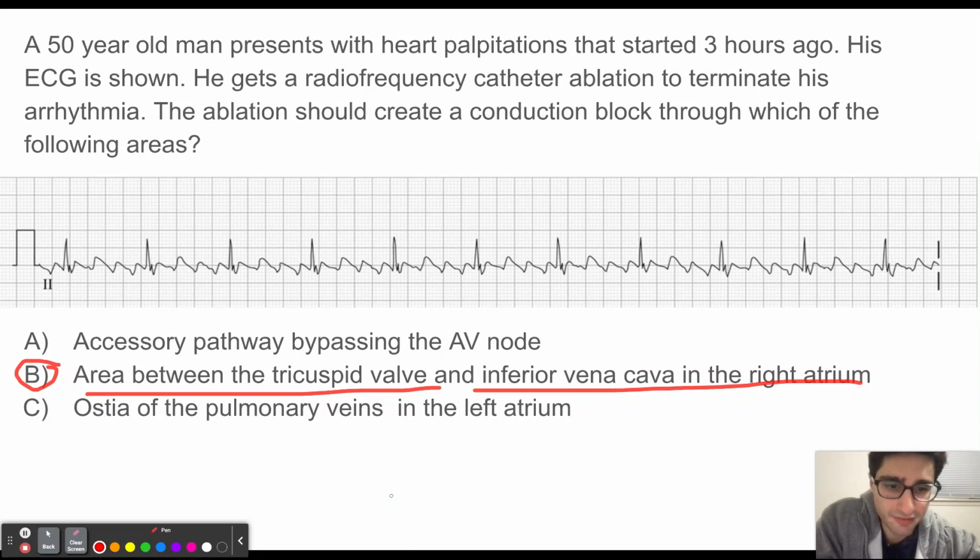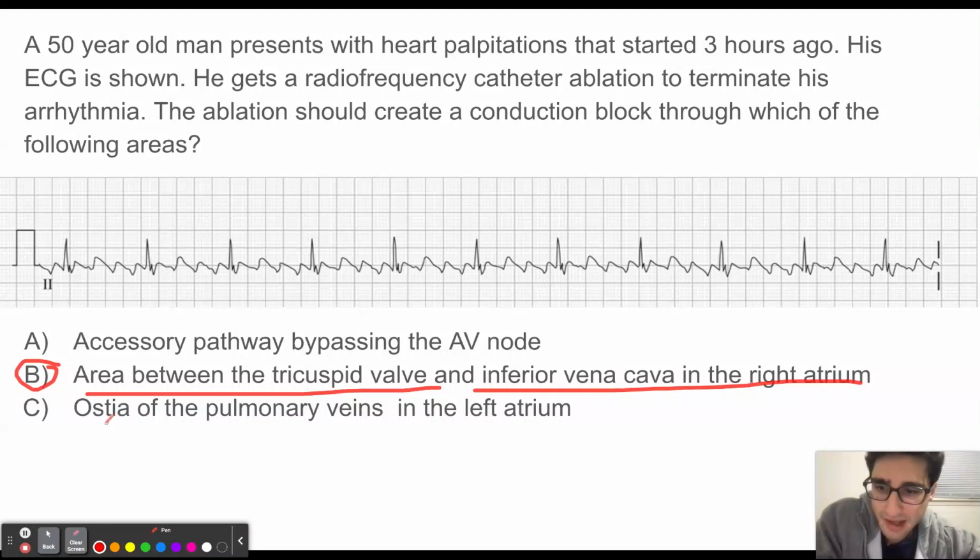This is Wolff-Parkinson-White syndrome. With Wolff-Parkinson-White syndrome, we will have three findings in the EKG that we need to be aware of. First, we're going to have the delta waves. Second, we're going to have the widened QRS complex. And third, we're going to have a shortened PR interval.